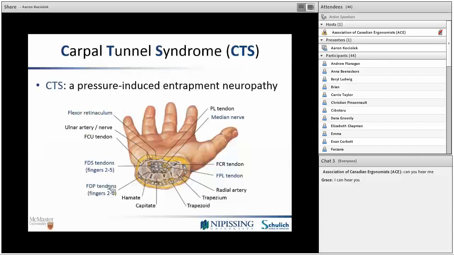If I'm going to take a mechanistic approach, or look at the actual injury mechanisms that cause carpal tunnel syndrome, I have to know a little bit about anatomy, so I'll spend a minute here overviewing some important anatomy of the wrist.